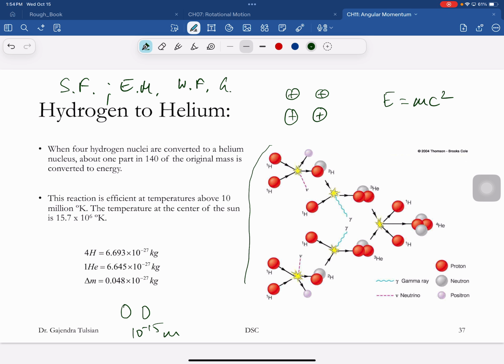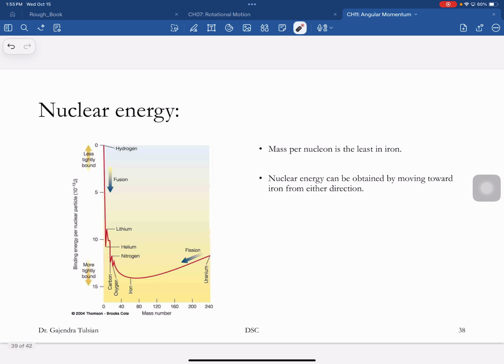It turns out that 1 part in 140 of the original mass is converted to energy in every reaction. So the sun was born 5 billion years ago and it'll die in about 5 billion years. So over its span of 10 billion years, the sun will lose 1 to 2% of its mass. Okay? And it will get converted to energy. And so in that process, all these elements are made. And you can get energy up to iron.